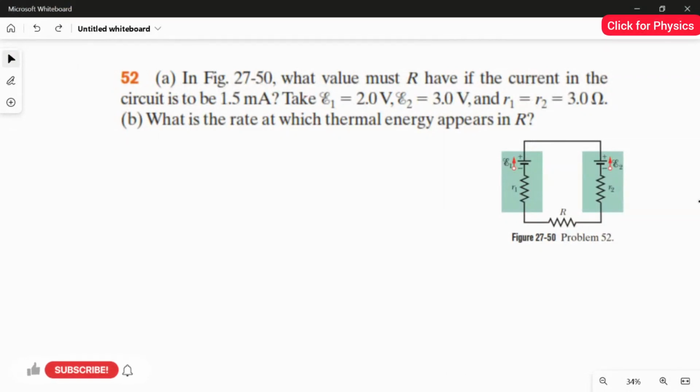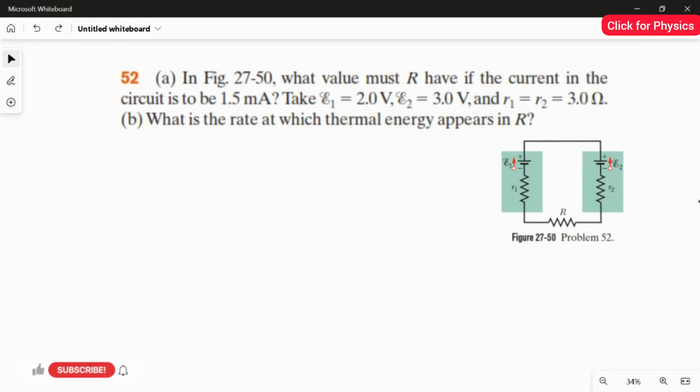Problem number 52, part A. In the figure, what value must R have if the current in the circuit is to be 1.5 milliampere? Take the first EMF, which is equal to 2 volt, and the second EMF, which is equal to 3 volt, and the internal resistance small r1, which is equal to small r2, which is equal to 3 ohm.